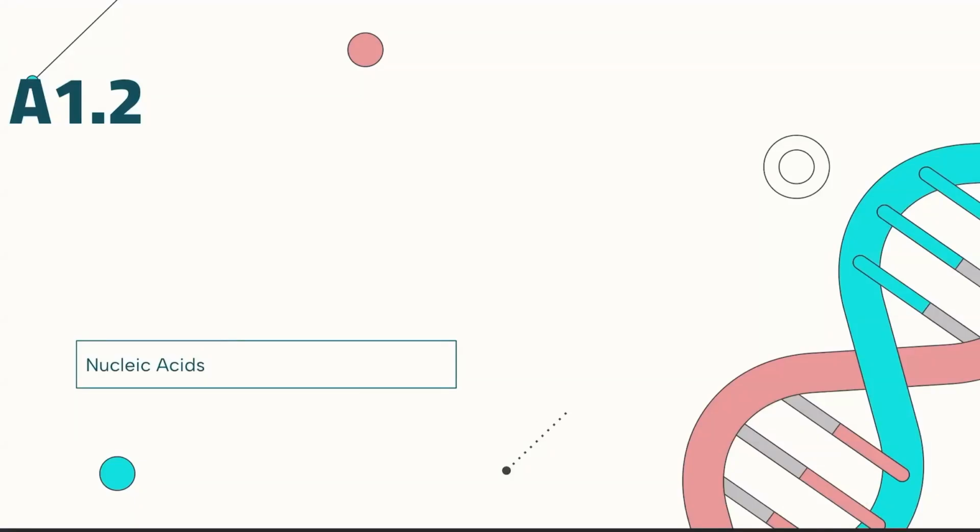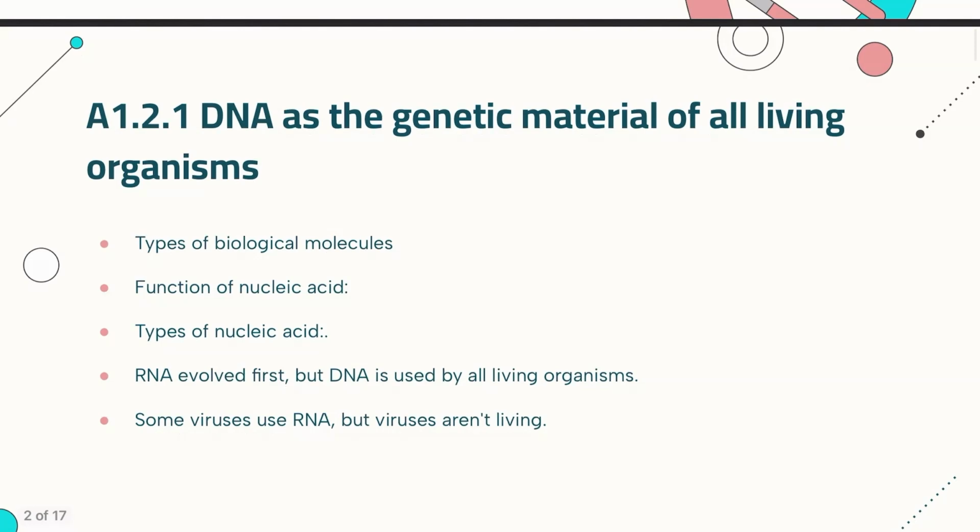This video will be covering A1.2 nucleic acids. Our first understanding is DNA as the genetic material of all living organisms. First, it is important to know that there are four major types of biological molecules: carbohydrates, lipids, proteins, and nucleic acids. Nucleic acids have two main functions.